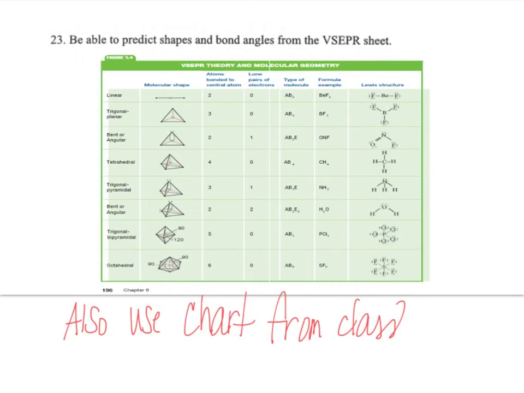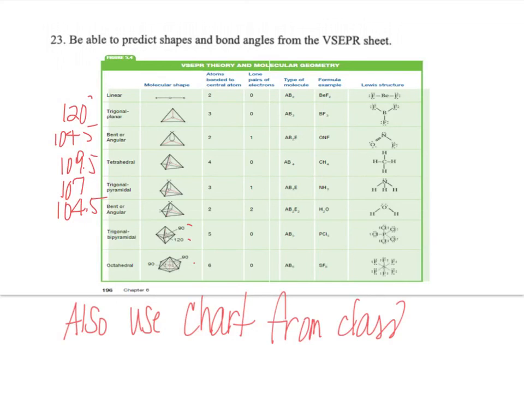For trigonal planar, the bond angle is 120 degrees. For bent or angular, it's going to be 104.5. For tetrahedral, it's going to be 109.5. For trigonal pyramidal, it's 107. Bent or angular, again, is 104.5. And then down here with octahedral and trigonal bipyramidal, they give you those right there and there.